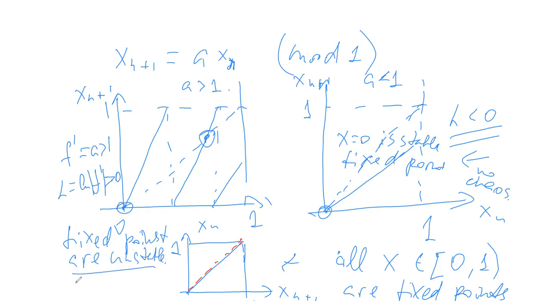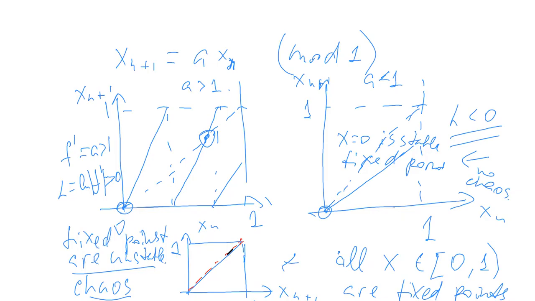And here we have chaos because the Lyapunov exponent is positive. And this is the difficult case. It is stable, not unstable.